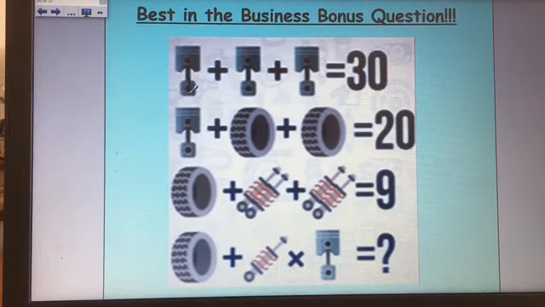Now when I get these sorts of questions, I actually just like to write the number there. Helps me remember what it is. So 10, 10, and we know that one's 10 as well. Cool. So we now know that this one is 10 as well.